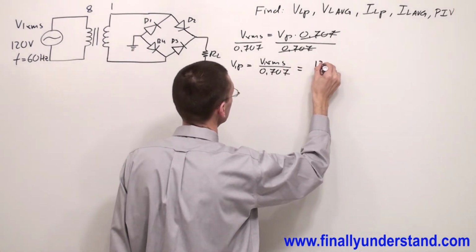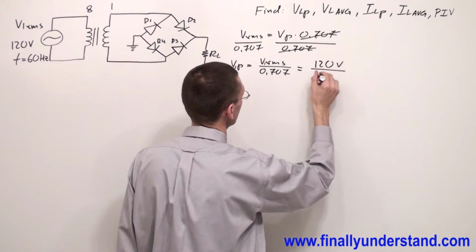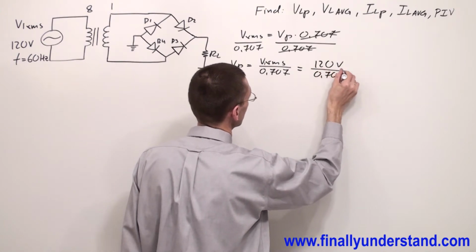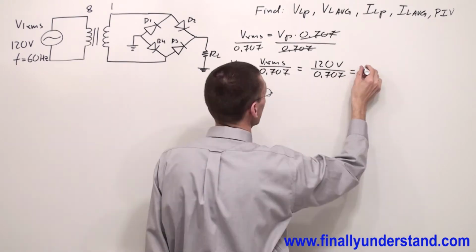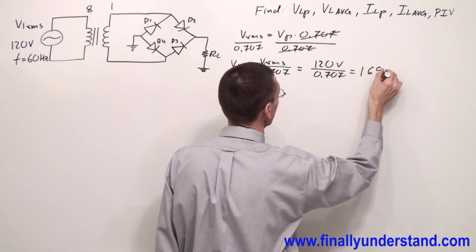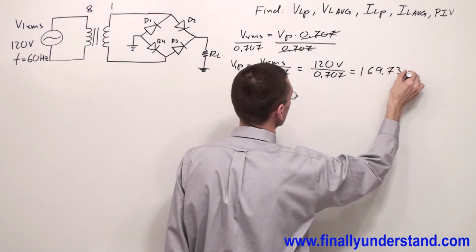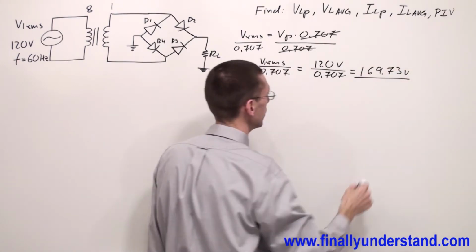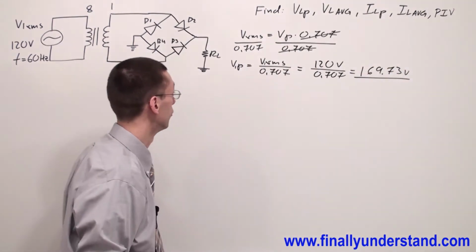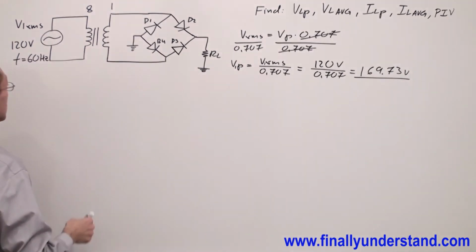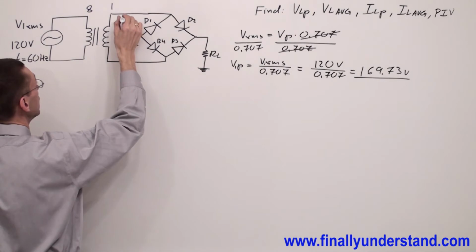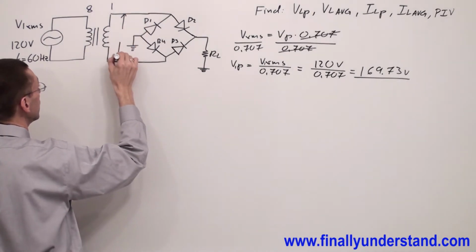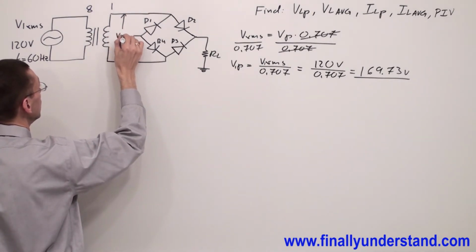This is equal to 120 volts over 0.707. 120 divided by 0.707 is 169.73 volts. This is my primary peak voltage. Next, I'm going to calculate the secondary voltage. Secondary voltage is between these two terminals of my transformer, V2.